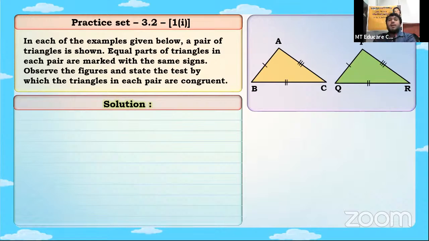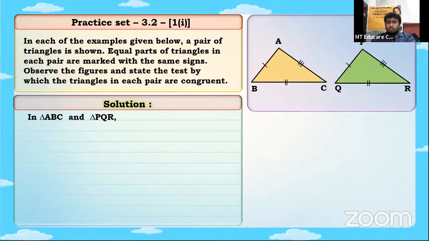Practice set 3.2, question number 1, sub question number 1. We have to prove both triangles, triangle ABC and triangle PQR, are congruent by which test. Before I discuss the sum, students, I want answers from you. Tell me, triangles will be congruent by which test? Observe the figure. Yes, that's absolutely correct. Triangles will be congruent by SSS test of congruency.